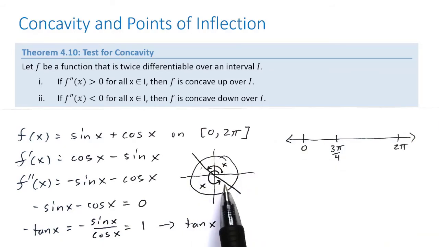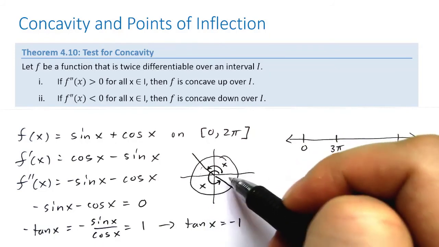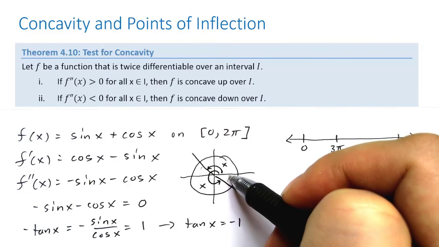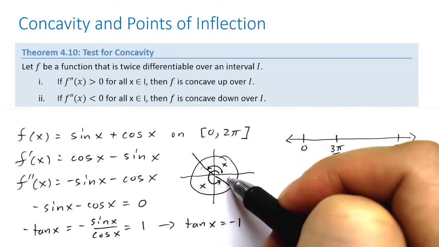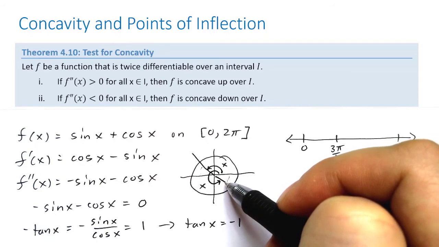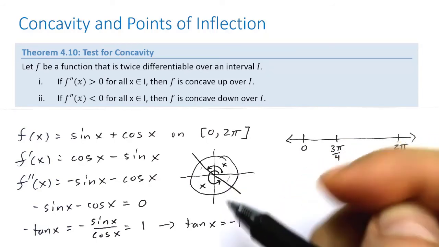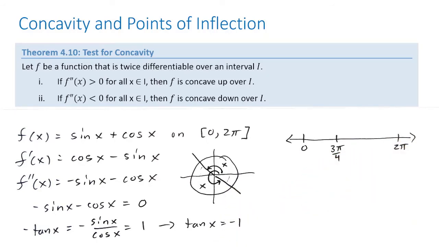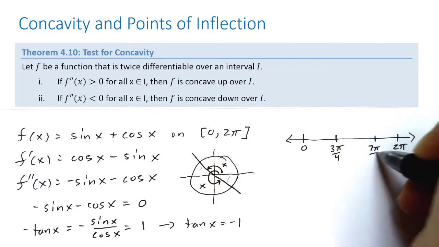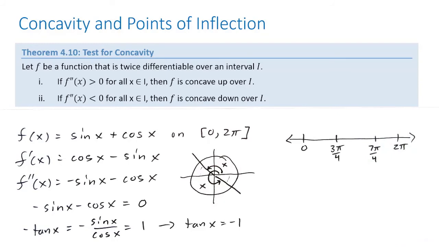How do I get this angle? Well, this angle here has got to be pi over 4 radians, 45 degrees, right? So I'm 2 pi radians all the way around the circle minus pi over 4, right? So that is 7 pi over 4. So that's going to be this over here, 7 pi over 4.